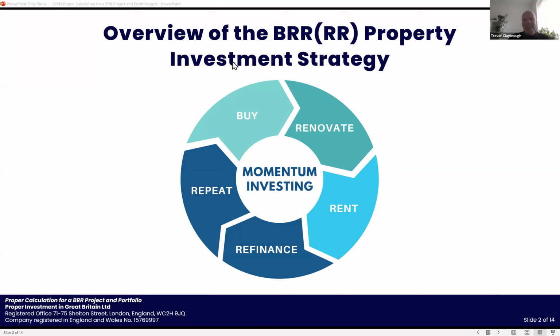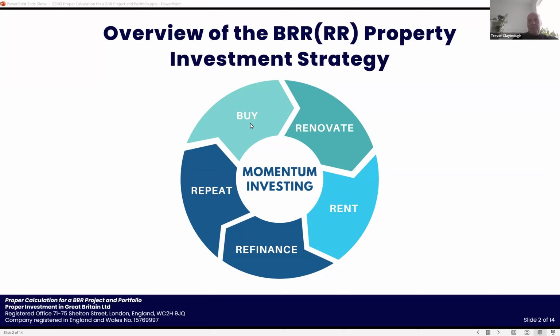Okay. So, overview of the BRR strategy. Some people use more Rs than just the BRR. It's just a mouthful to say when there are too many Rs. But in practice, there can be up to 4 Rs.